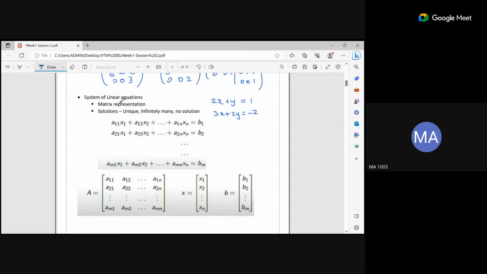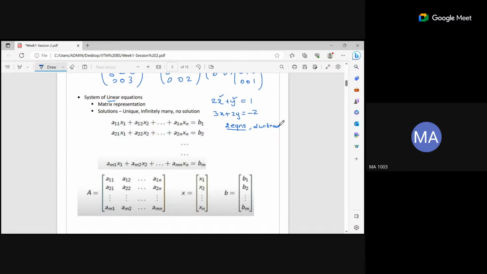Linear in the sense that the powers of x and y are just 1. So this is a linear equation. Now, how many equations are we having here? We are having 2 equations. And how many unknown variables are there? 2. 2 equations and 2 unknown variables. This is a specific example where you have only 2 equations and 2 unknowns.